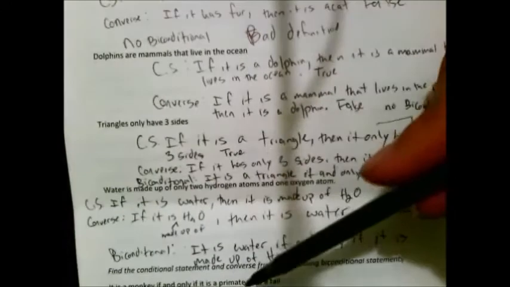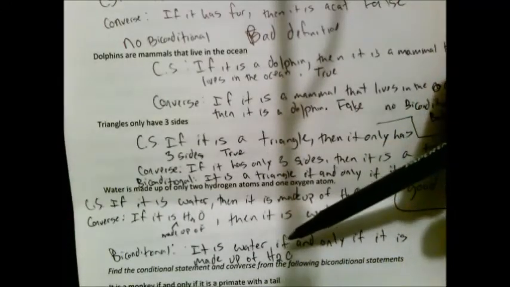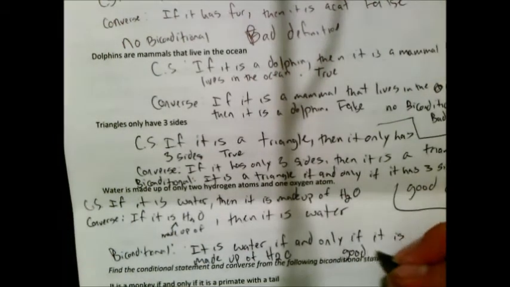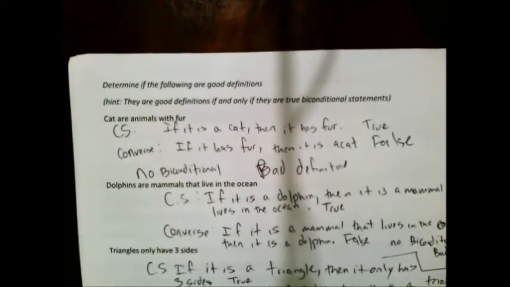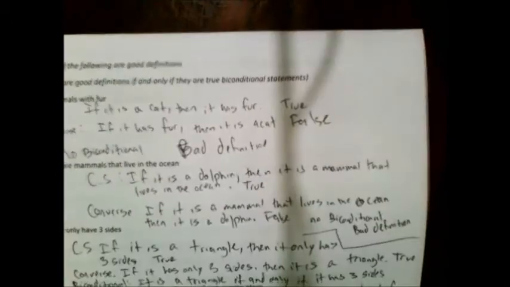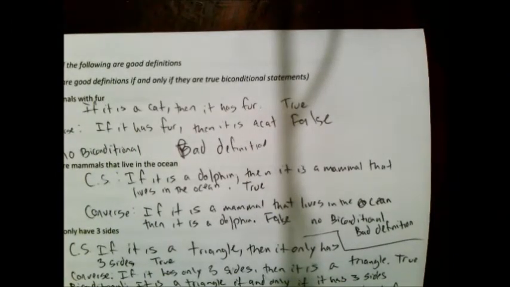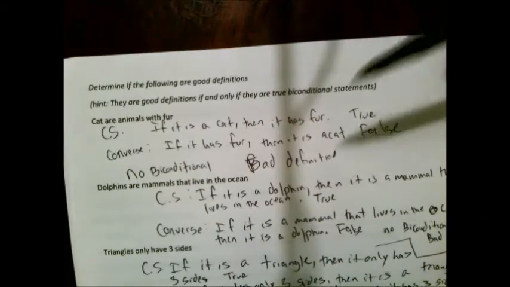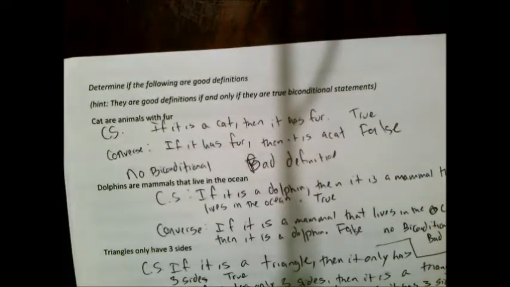So, considering these two, try the triangle one and the water one. They both have a biconditional statement that's true. They're both good definitions. Dolphins and cats, I explained why. Both of their converses were wrong. There are whales that are mammals that live in the ocean, so "dolphins are mammals that live in the ocean" is not a good definition. And "cats are animals with fur" is not a good definition because there's more than one animal with fur.